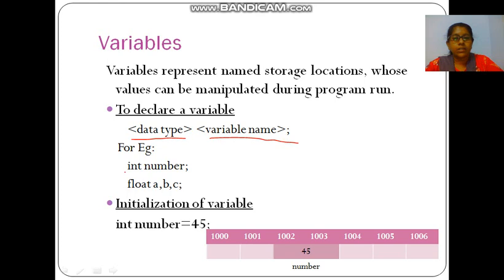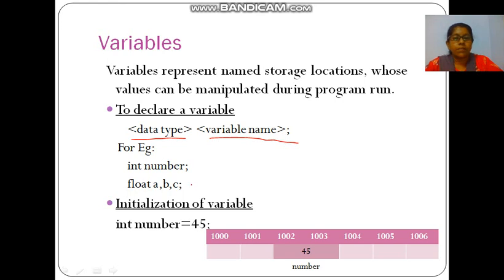Look at the example here: int num; then semicolon. Here int is the data type, which data type we want to use, and then the variable name. I already discussed how we can form variable names, so using those rules, we can form variable names. Here number is the variable name. The meaning of this line is that I want a variable to store an integer and the name for that location is number.